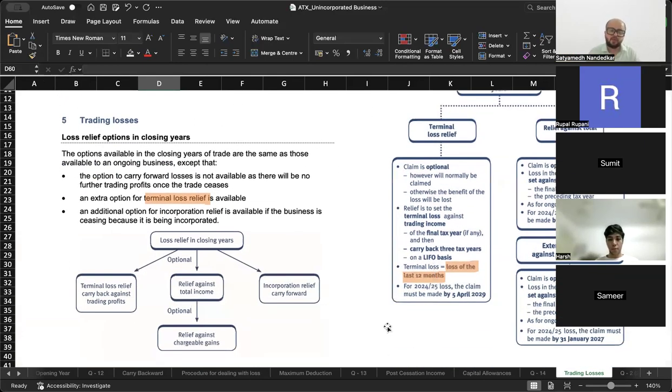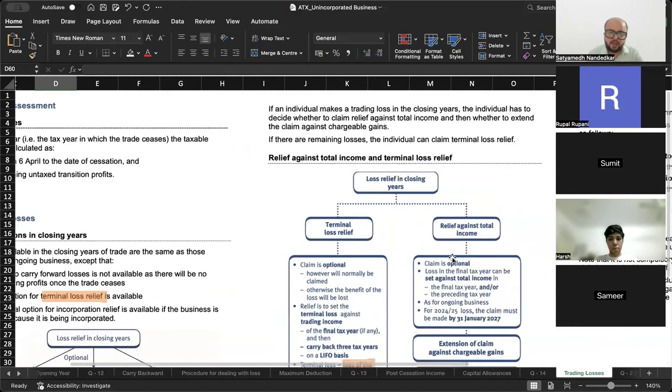The options available in the closing years of trade are the same as those available to an ongoing business, except that the option to carry forward losses is not available, as there will be no further trading profits once the trade ceases. An extra option for terminal loss and an additional option for incorporation relief is available. See, carry forward का option नहीं होगा, because when you carry forward a loss, you can only adjust it against profits of the same trade. अब same trade नहीं होने वाला है, तो naturally carry forward का कोई मतलब भी नहीं होता.